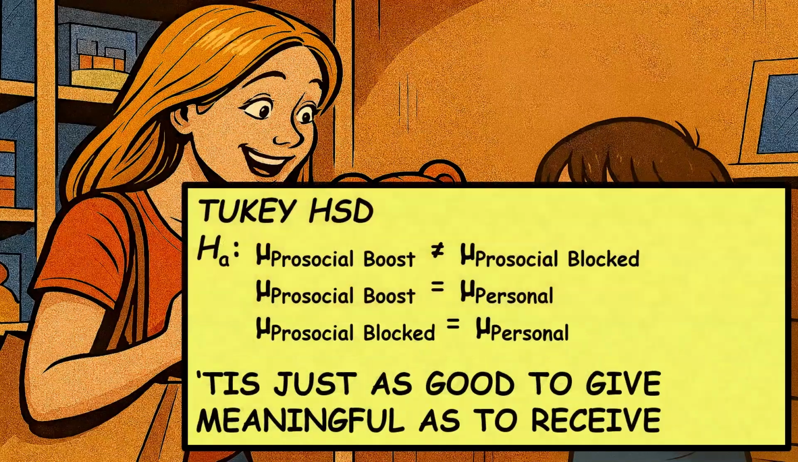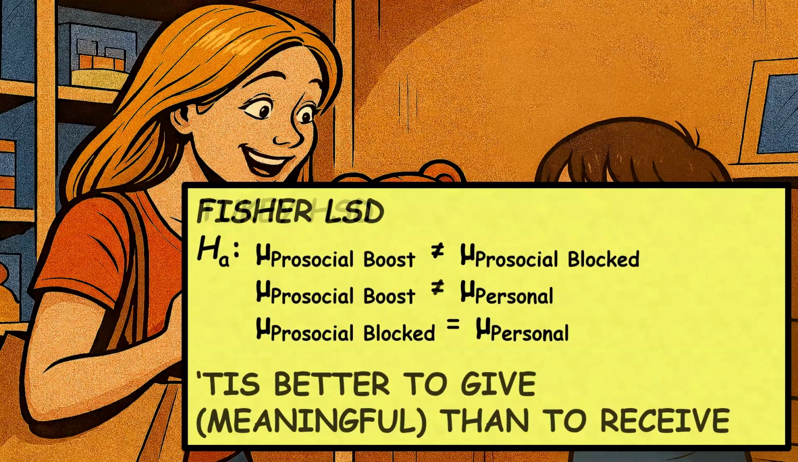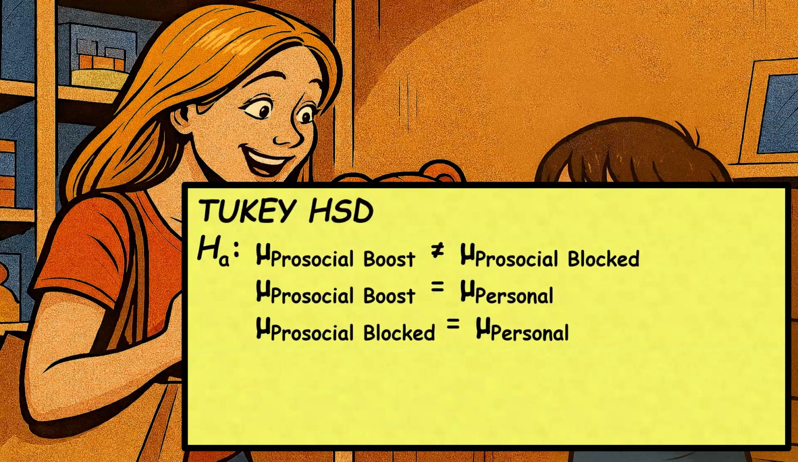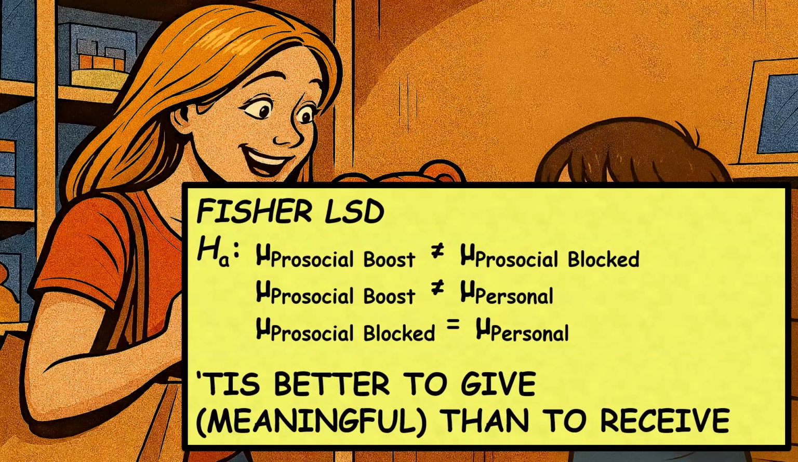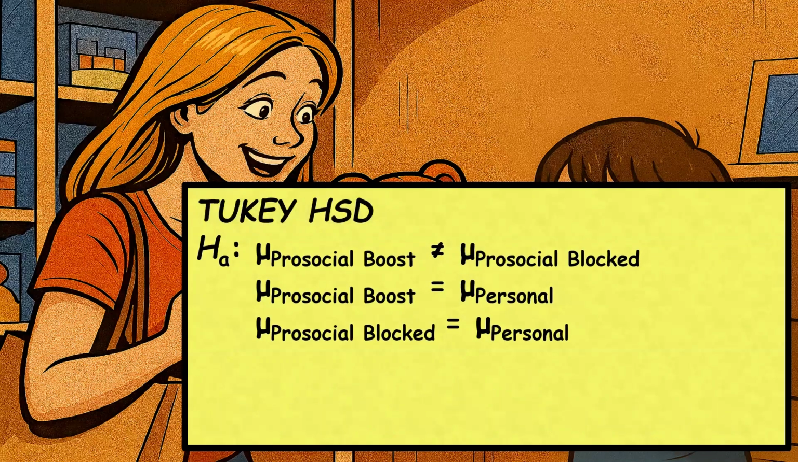Notice that when we took a look at the Tukey honestly significant difference test, we'll go back up here to the comparison between the two. The Fisher least significant difference test detected a difference between prosocial boost and personal. The Tukey did not. It did not detect that difference between prosocial boost and personal. So again, you can see here, Fisher least significant difference, more powerful, detected a difference. Tukey's honestly significant difference, less powerful, did not detect that difference between prosocial boost and personal.